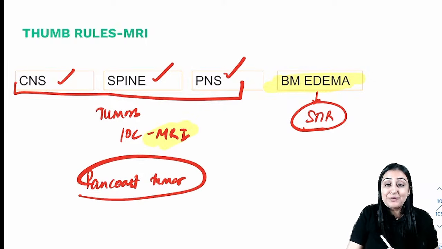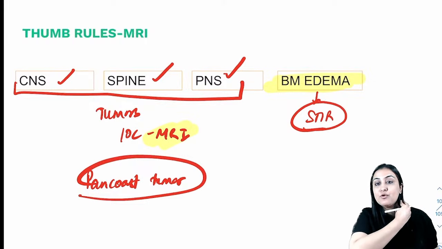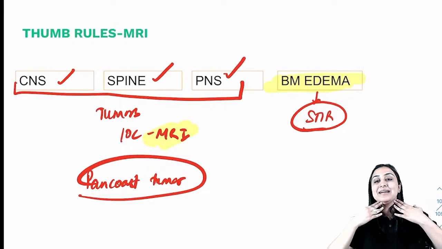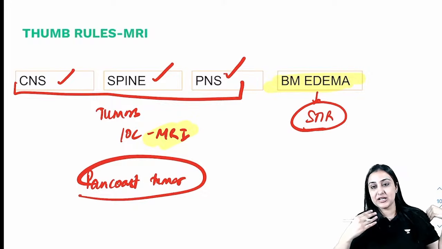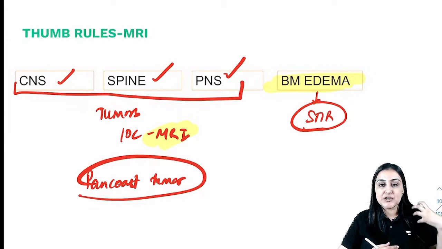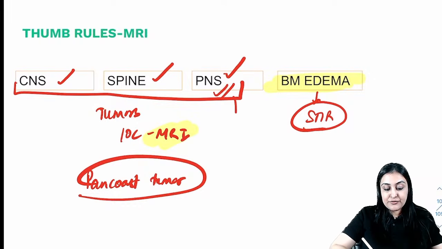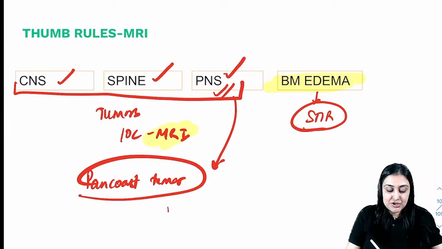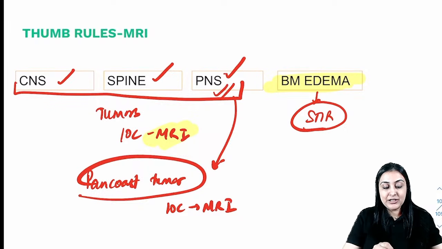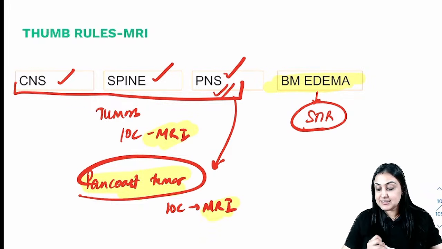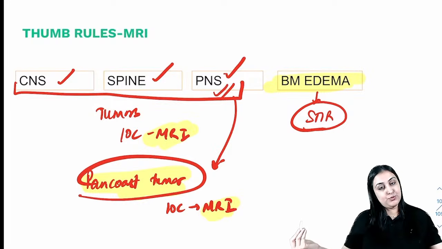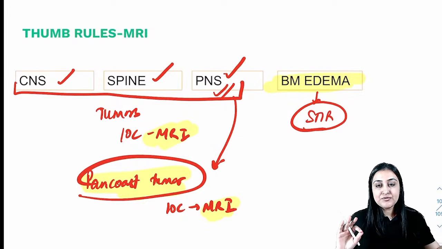Pancoast tumor is your superior sulcus tumor which has involvement of the brachial plexus. You know the brachial plexus that comes from the neck and goes into the arms. So this Pancoast tumor is going to affect the brachial plexus. Are they nerves? Yes, they are nerves. So for nerves, what should be the investigation of choice? It should be MRI. So this is the only exception, repeat question, where MRI is better than CT, which is Pancoast tumor. Okay, so these are our thumb rules for MRI.